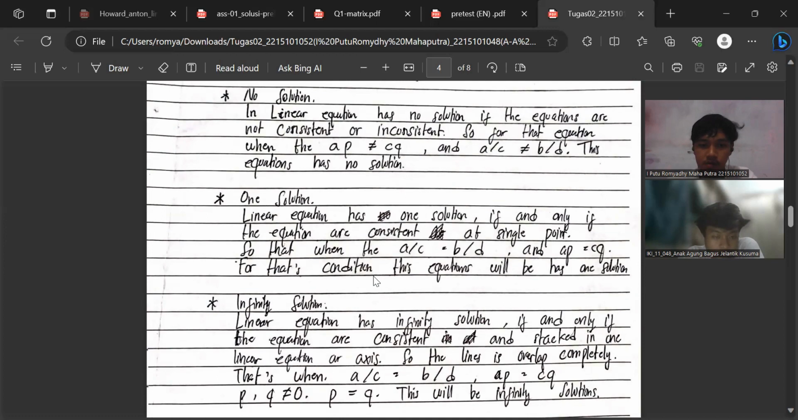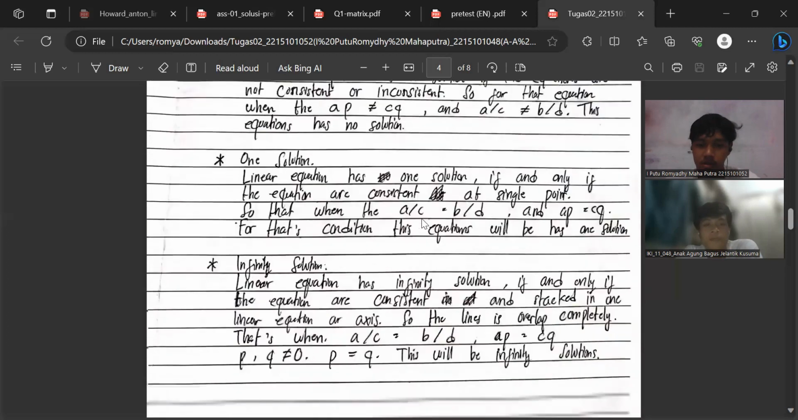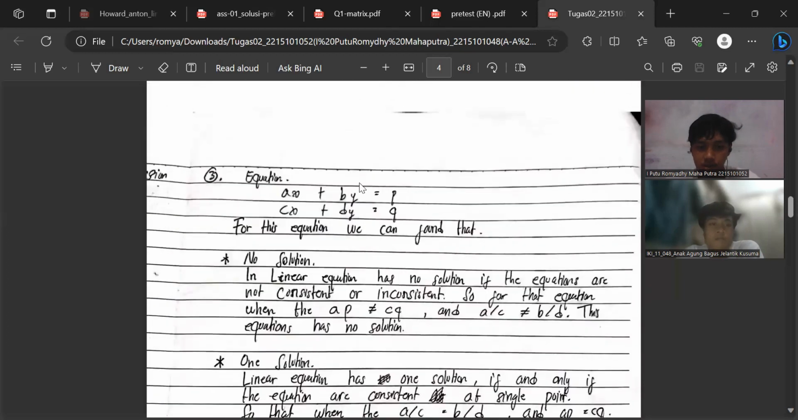The infinite solution is if and only if the equations are consistent at multiple points, not in a single point. The lines overlap completely, so they overlap again and again. For that condition, this equation will have infinite solutions.